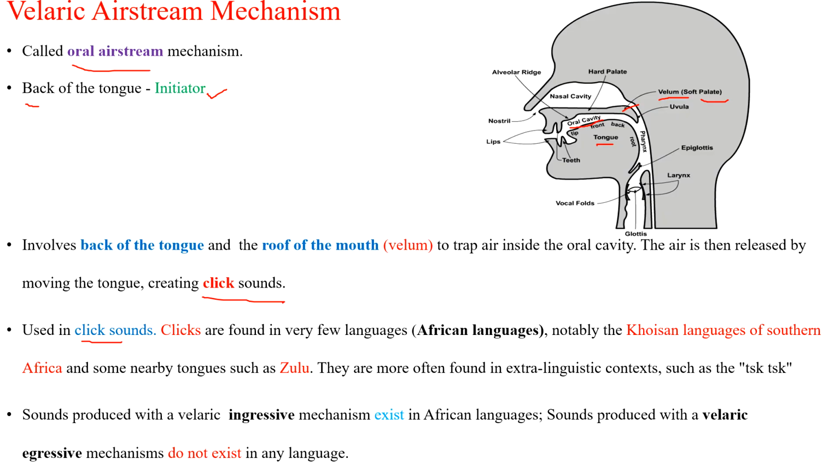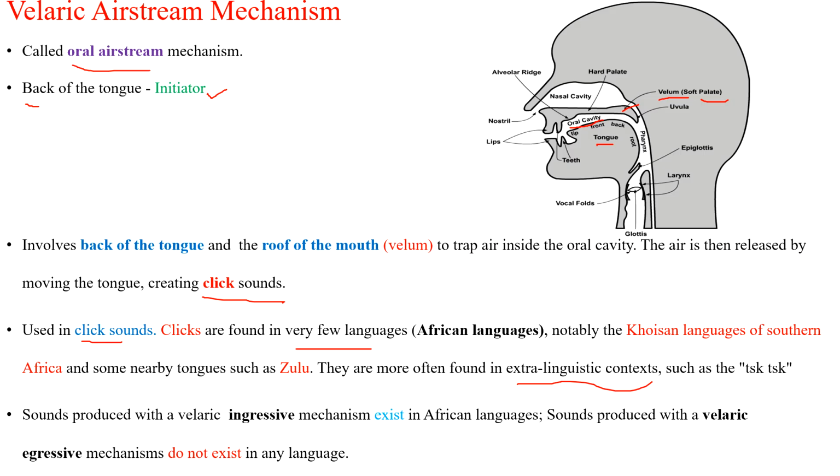Clicks are found in very few languages, a very few African languages, and in extralinguistic contexts. For example, when we see an animal on the road and want to show it, we make click sounds. These types of sounds are called click sounds. These sounds are made by the velaric airstream mechanism.